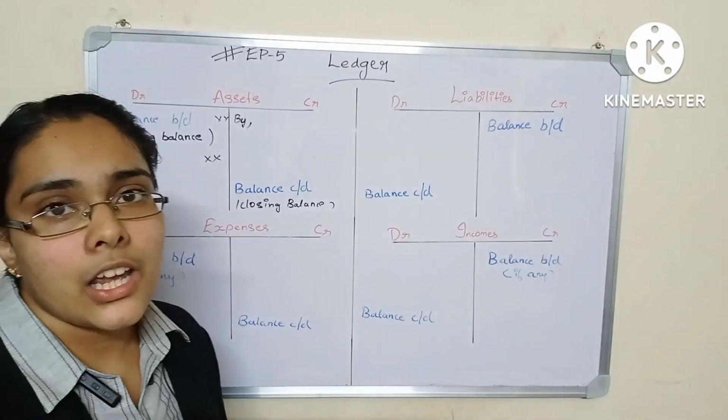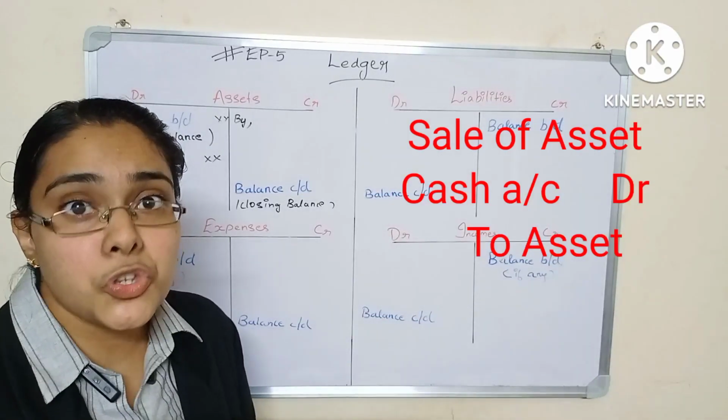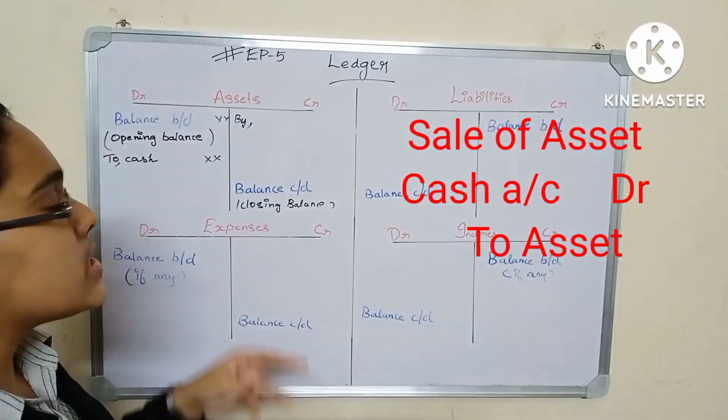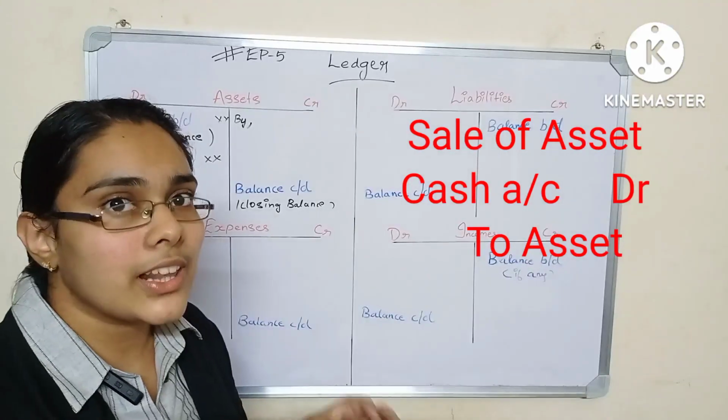Suppose you are selling your asset. What will be the entry? Cash is coming in, so cash account debit to asset. Asset is going out, so you will credit it. So how will you write? You have credited the asset account in that entry, right?